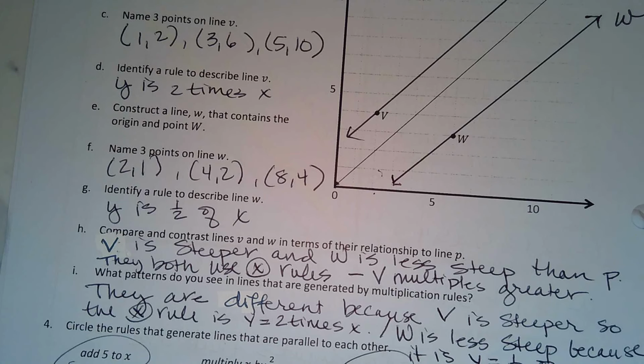So going back to what we knew before, when you multiply by a number greater than 1, your answer becomes greater because it's scaling up. When you multiply by a number less than 1, you're scaling down. Then it says to circle the rules that generate lines that are parallel to each other. So add 5 to X, and then, let's say, X plus 1 and a half. They would end up being parallel to each other.